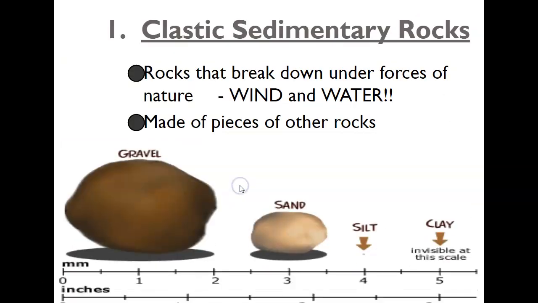Now we're going to talk about clastic, which is one type of sedimentary rock. These are rocks that break down under the forces of nature, wind and water, into smaller pieces, and it's made of pieces of other rocks. Some examples are gravel, sand, and clay.